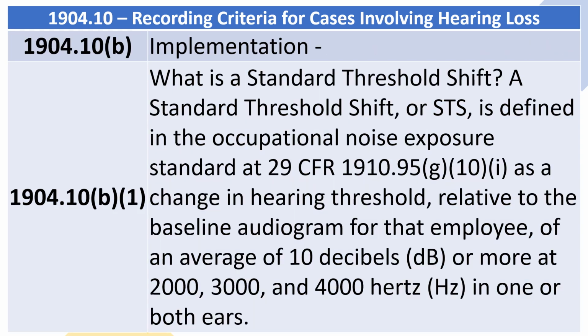1904.10(b) Implementation. 1904.10(b)(1) What is a standard threshold shift? A standard threshold shift, or STS, is defined in the Occupational Noise Exposure Standard at 29 CFR 1910.95(g)(10)(i) as a change in hearing threshold relative to the baseline audiogram for that employee of an average of 10 decibels (dB) or more at 2000, 3000, and 4000 Hz in one or both ears.